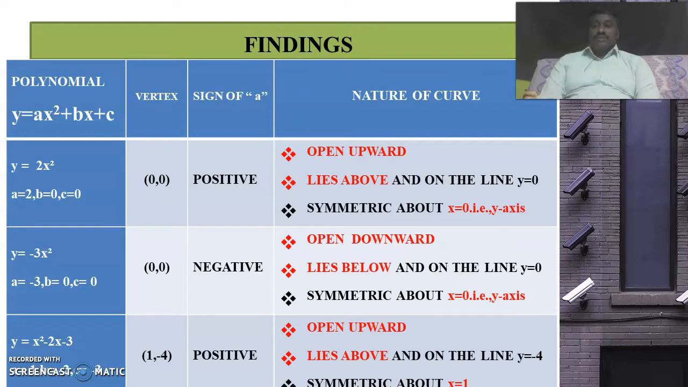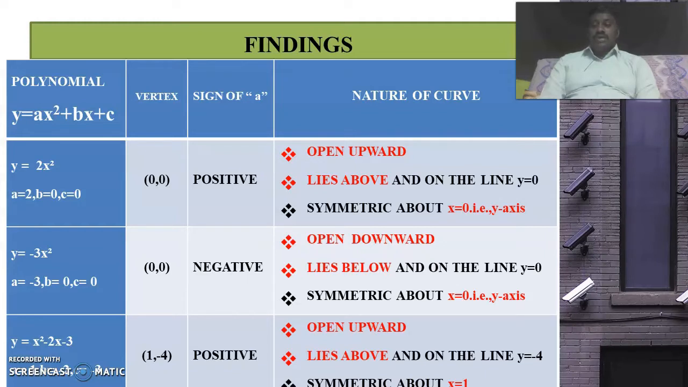Now my finding is, if y is equal to 2x squared, it has a positive sign, it opens upward, lies above and on the line y is equal to 0, symmetrical about x is equal to 0, that is the y-axis. Y is equal to minus 3x squared, that is negative, opens downward, lies below and on the line y is equal to 0, symmetrical about x is equal to 0, that is the y-axis.